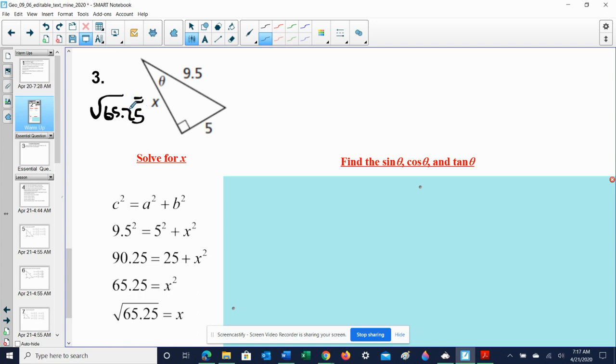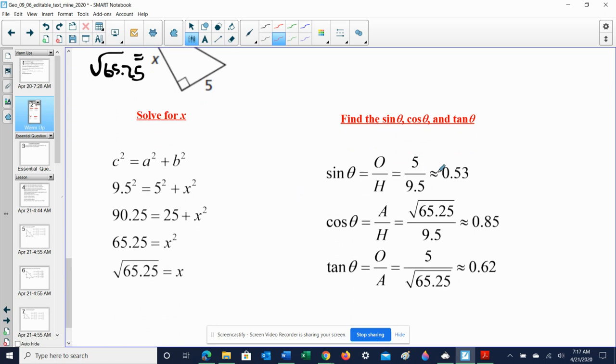All right, so now that we know this, we're going to find the sine, cosine, and tangent of this angle here, theta. So the sine is opposite over hypotenuse. The cosine is adjacent over hypotenuse, and the tangent is opposite over adjacent. What we have here, the sine of theta is approximately 0.53, the cosine of theta is approximately 0.85, and the tangent of theta is approximately 0.62.